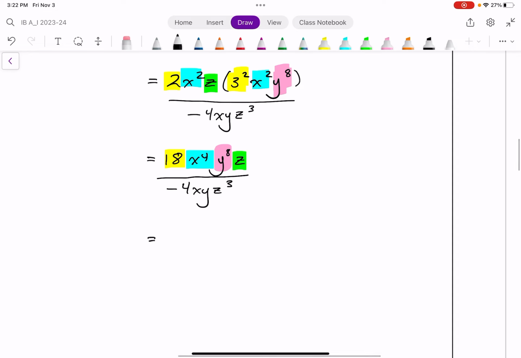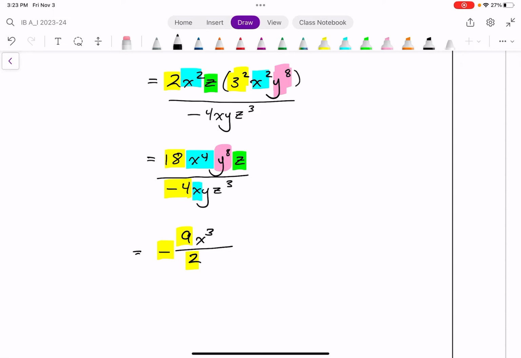And so I have 18 over negative 4. 18 over 4 is not a whole number, but it does reduce to 9 over 2. And the negative I can write in the numerator, or I'll just make my whole rational expression here negative. And then I have x to the power 4 divided by x, same as x to the power 4 divided by x to the power of 1. Either way, it's x cubed left in my numerator.